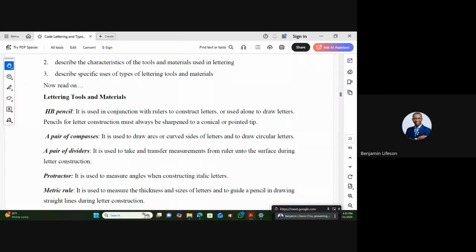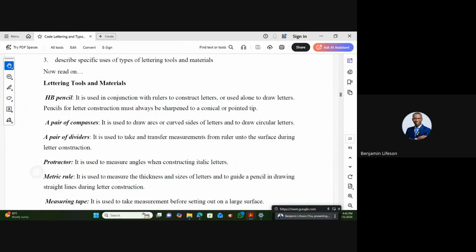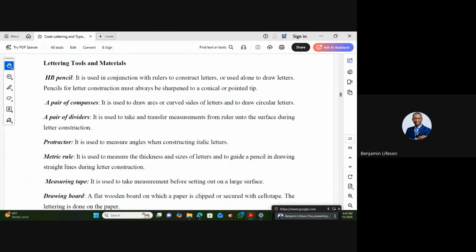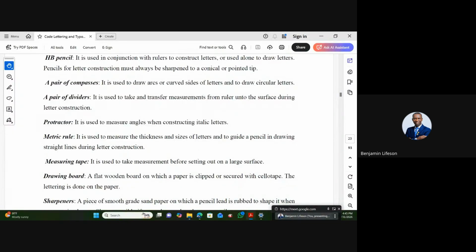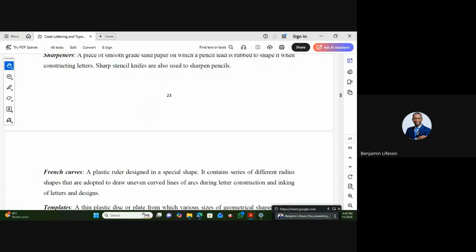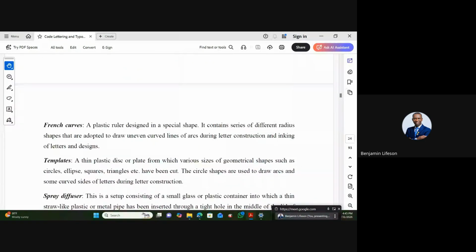We have HB pencils. For hand lettering, we are looking at HB pencils, okay? You know HB pencils. You know pair of compass already, pair of dividers, protractor, metric rule, measuring tape, drawing board, sharpeners. So these are the tools. French curve. You know what's called French curve?